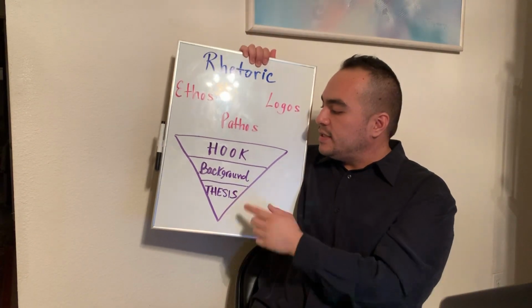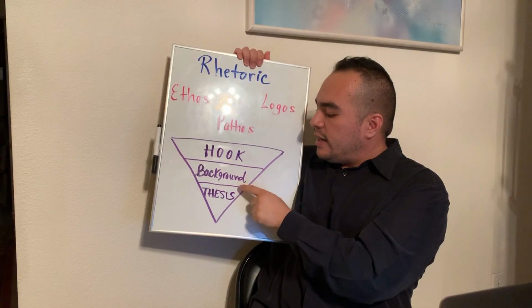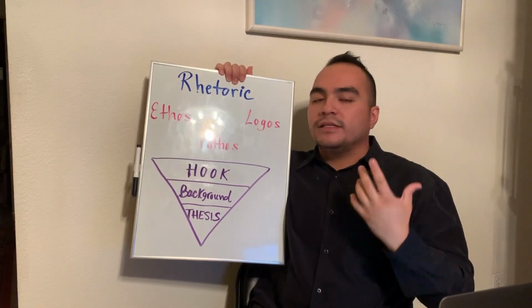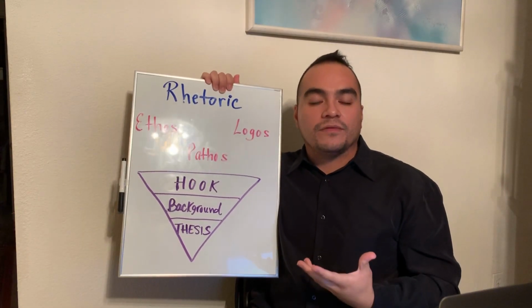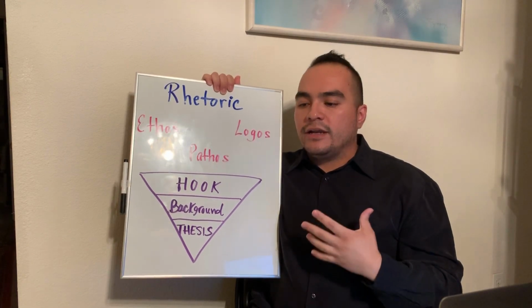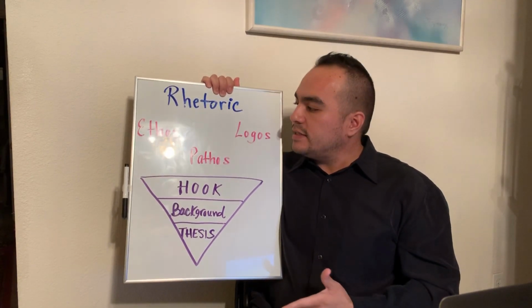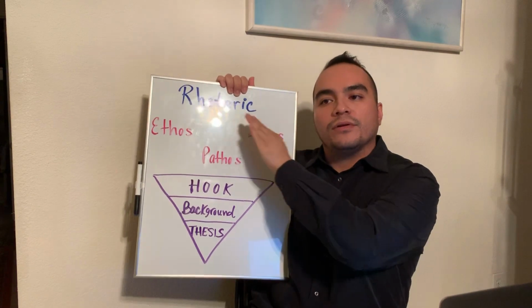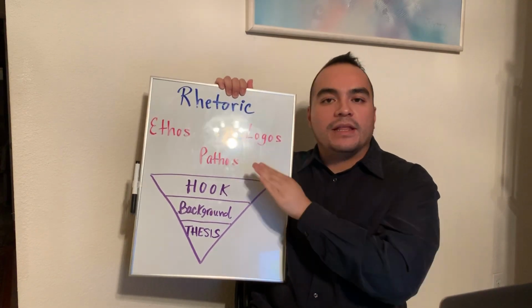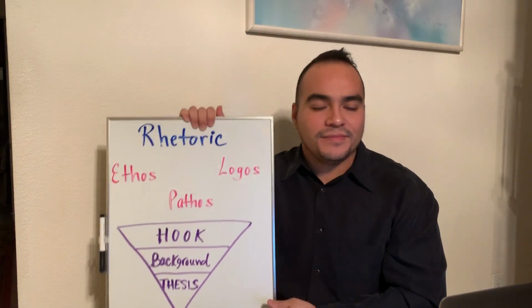It's an example of how to use it. We get our hook, our background, and our thesis statement, right? This is the way that you would organize an introduction for a research paper, okay? And a really easy way to put it is to utilize all our rhetorical appeals right here in any way that you see fit, okay? And that's it.